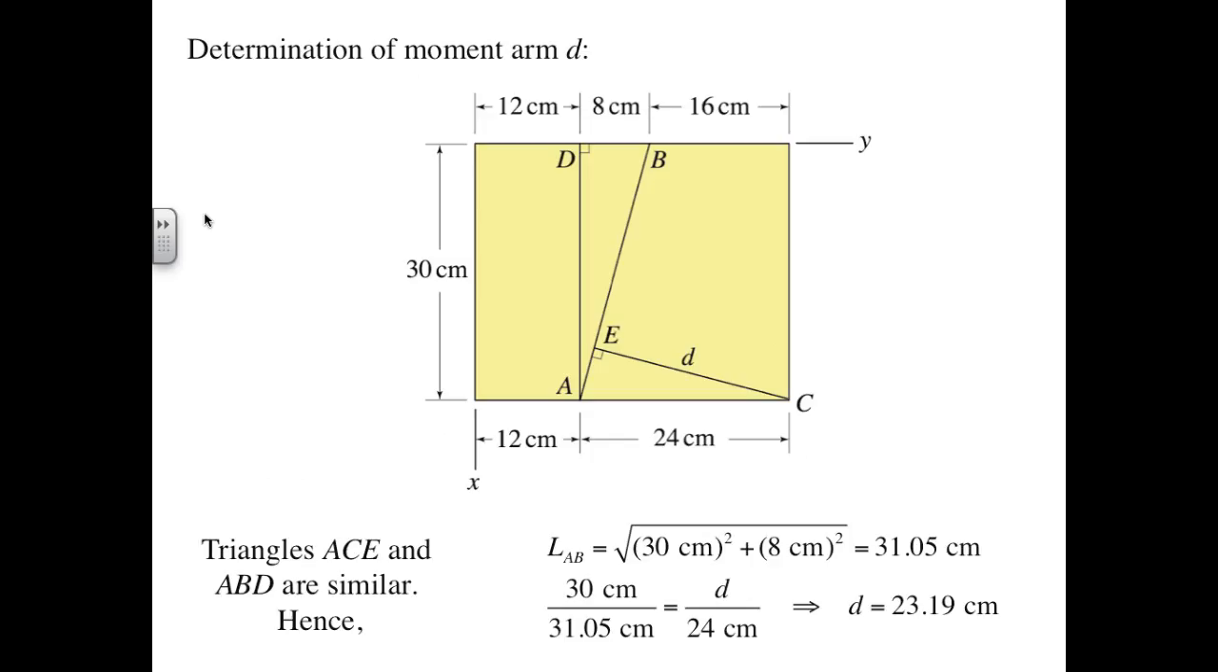Here we are looking at the cardboard from above the xy plane, and we can see that triangles ACE and ABD are similar triangles. In particular, these small acute angles are identical, which means their cosines are identical. Setting the cosines, the adjacent sides over the hypotenuse, equal to one another allows us to find d as 23.19 centimeters. The moment magnitude about axis AB is then F perp times d, which is 16 newtons times 23.19 centimeters, which is again 371 newton centimeters.